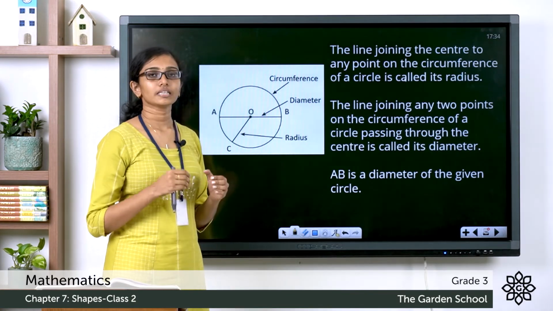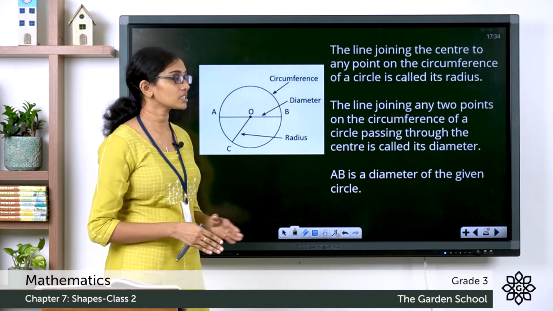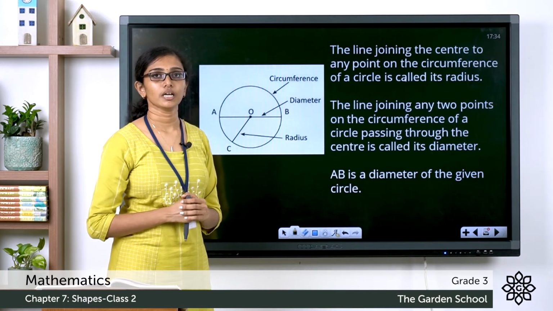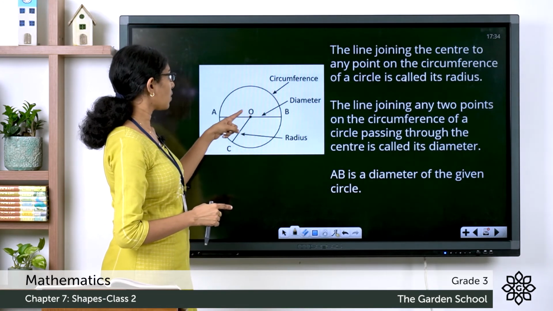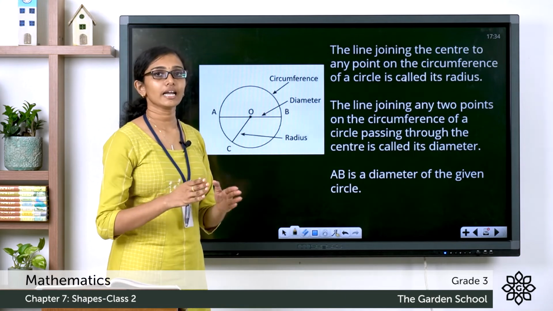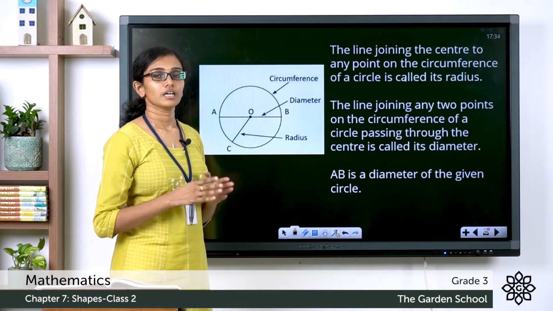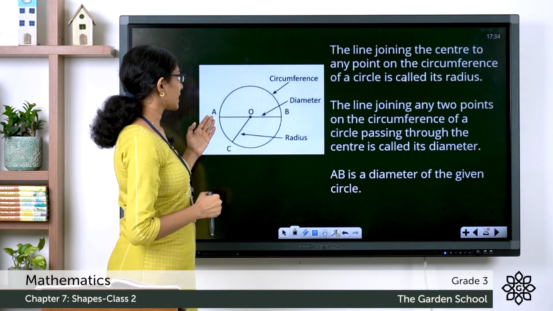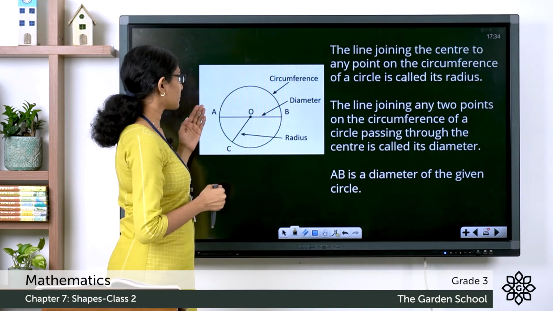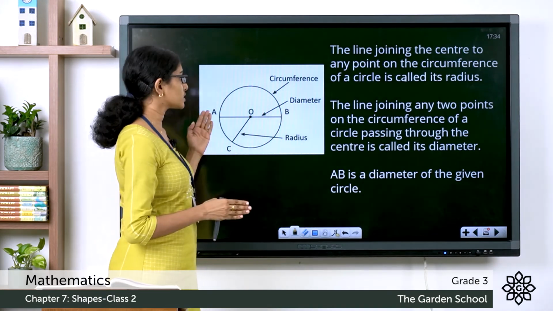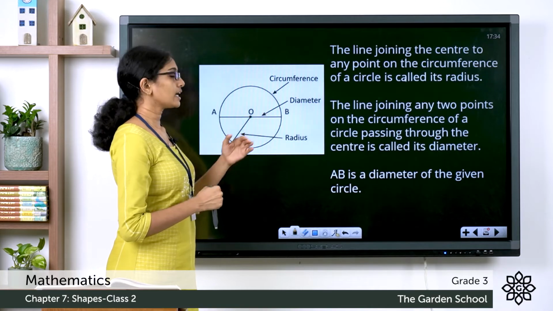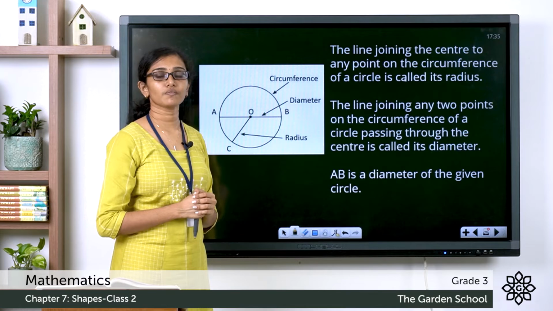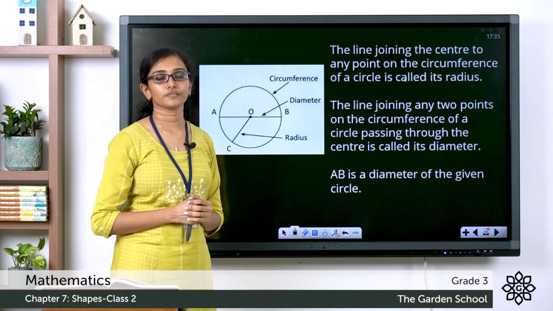This line is called the radius of the circle. It is the distance from the center of the circle to a point on the circumference of the circle. Hence, the lines OC, OA and OB are radii of this circle. Radii is the plural of the word radius. Now, you see this line AB joining the points A and B and passing through the center of the circle. This line passing through the center of the circle joining 2 points on the circumference of the circle is called the diameter of the circle.